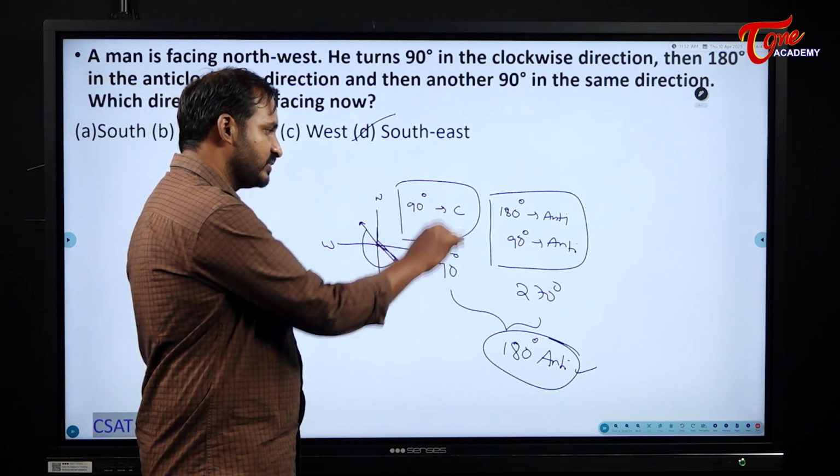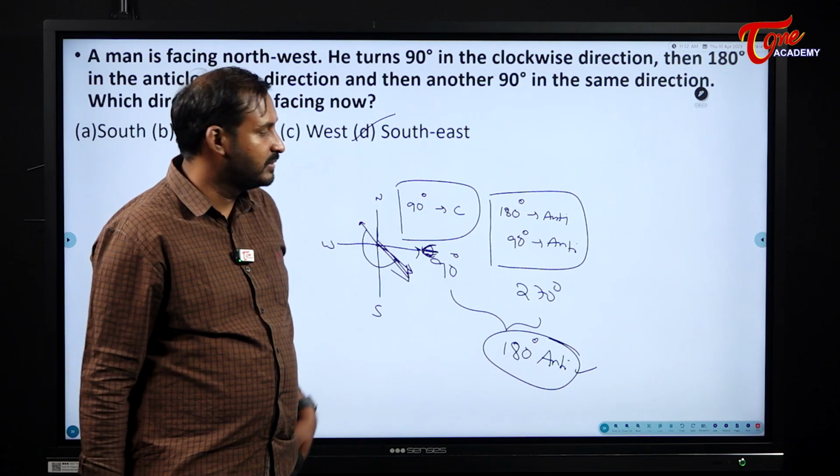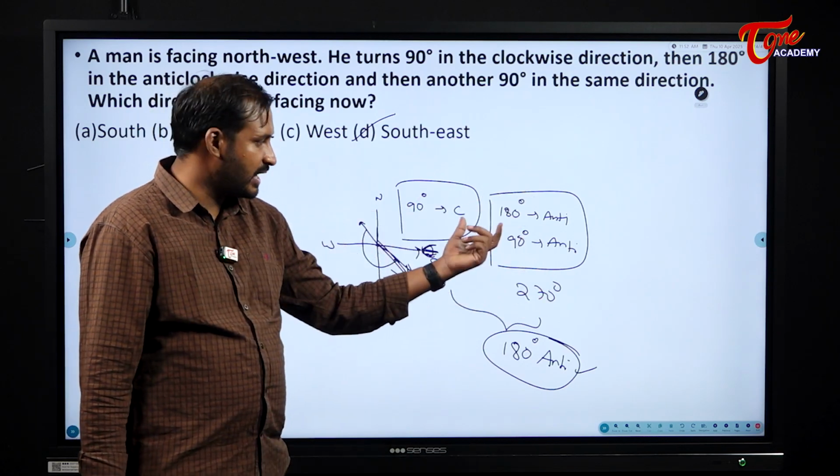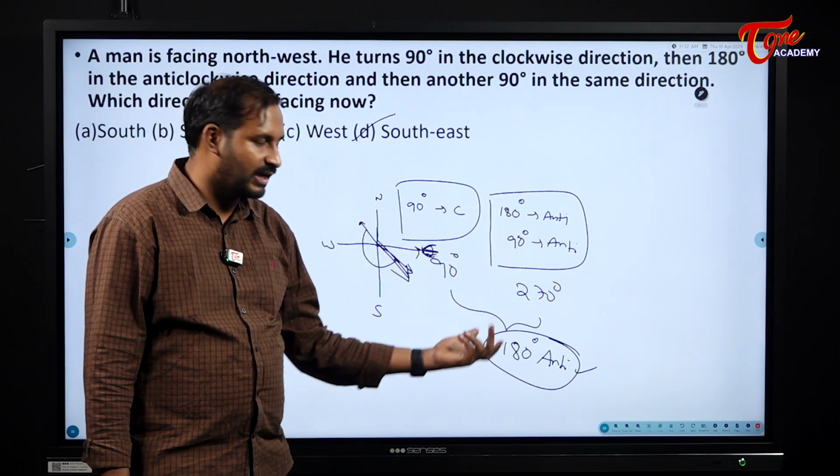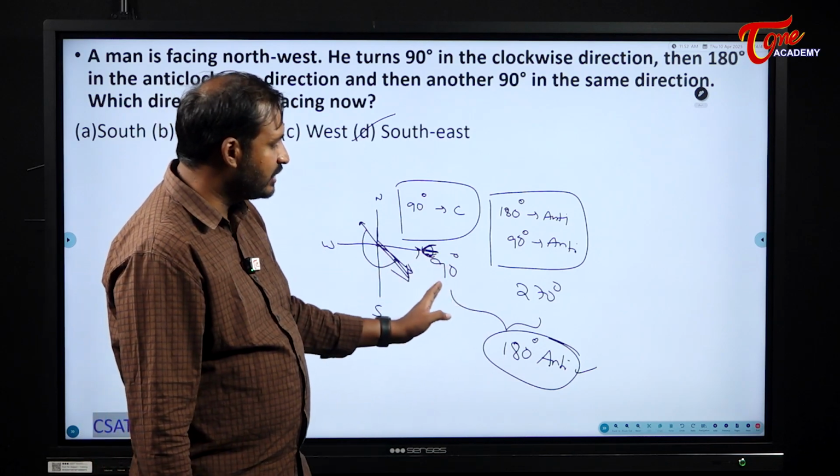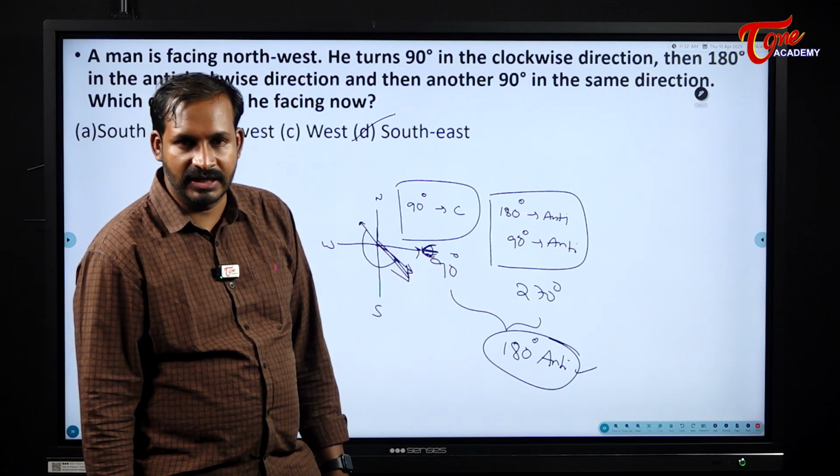You can cancel them, students: the clockwise sum and the anti-clockwise sum. Clockwise total, anti-clockwise total, and effectively whichever is higher will be the final answer. So 270 minus 90, 180 anti-clockwise.